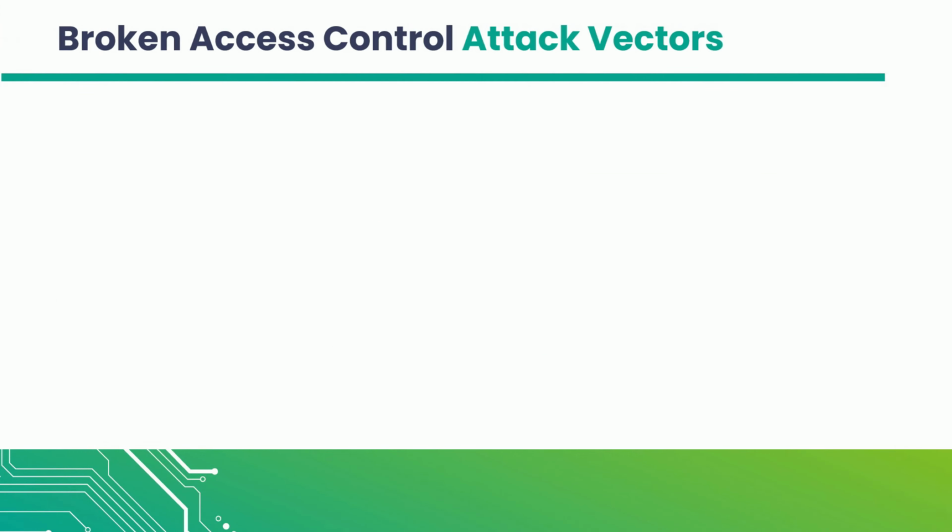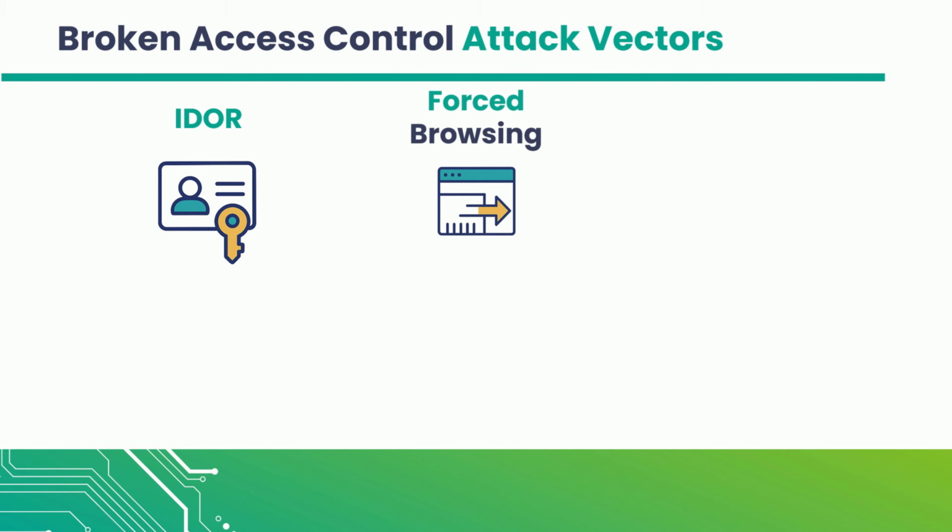Now let's break down the common attack vectors behind broken access control. Here's what we're dealing with. IDOR, insecure direct object reference. When an attacker accesses other users' data by tampering with unique identifiers, like user IDs or object IDs. Forced browsing. When an attacker guesses or brute forces hidden URLs to access unlinked but accessible resources.